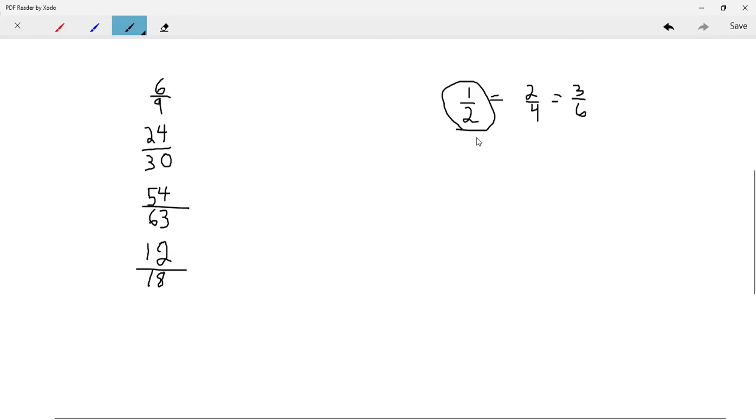uses the lowest numbers. So basically, there's no number that can divide evenly into both the numerator and denominator, I guess would be a more technical way of saying it. So there's no number that can divide into both 1 and 2 evenly, right? Other than 1, basically.